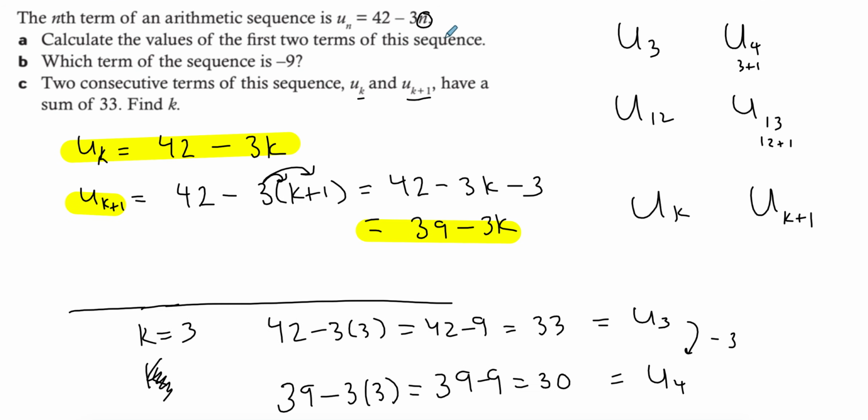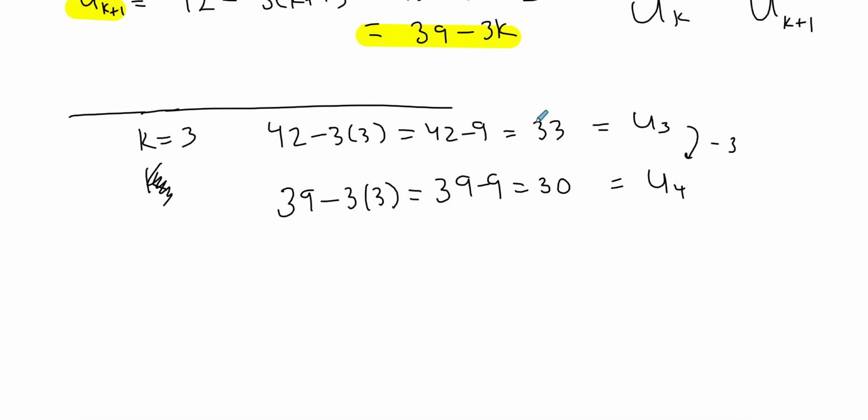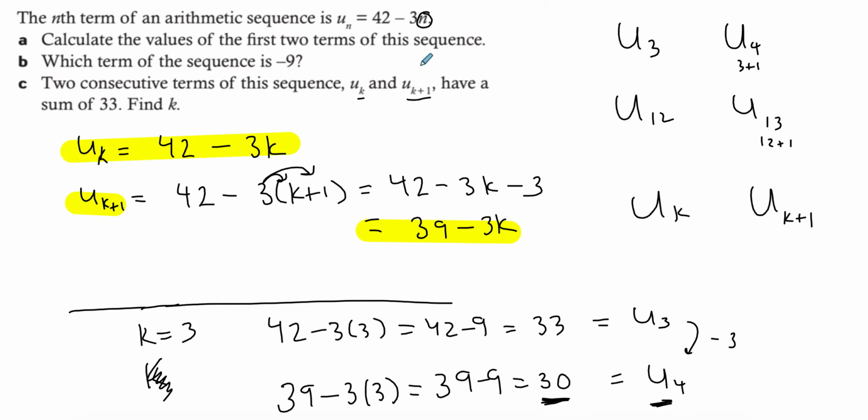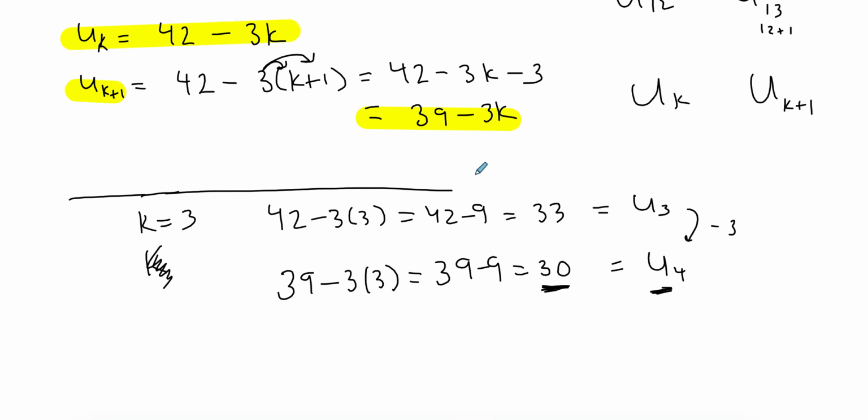So this was 39 and then 36. You are subtracting 3 to get to the next term, but I got to 30, I got to u4 without having to substitute 4 in here. All I did was substitute 3 in here. So I could do this for anything. If I substitute 12 in here and I substitute 12 again in here, this answer will be the next term, so it will be the answer for u13.